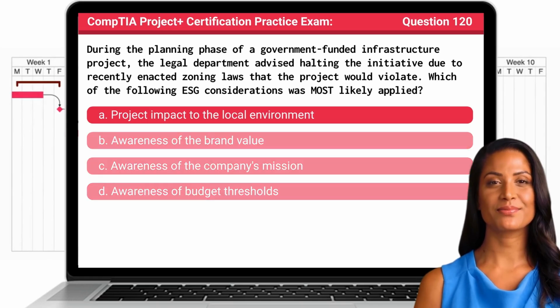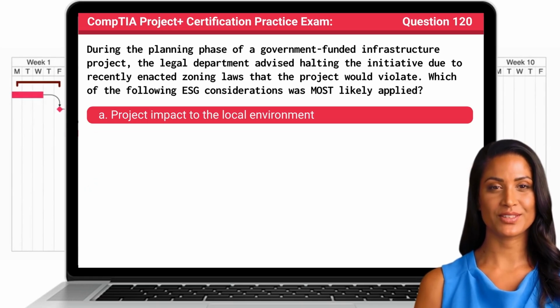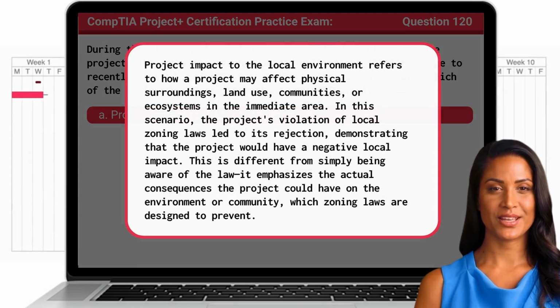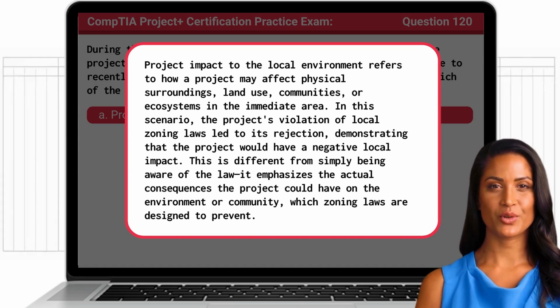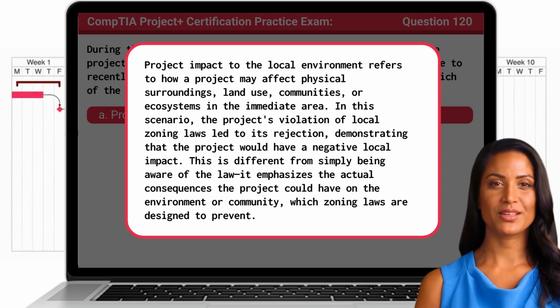The answer is A. Project impact to the local environment. Project impact to the local environment refers to how a project may affect physical surroundings, land use, communities, or ecosystems in the immediate area. In this scenario, the project's violation of local zoning laws led to its rejection, demonstrating that the project would have a negative local impact. This is different from simply being aware of the law. It emphasizes the actual consequences the project could have on the environment or community, which zoning laws are designed to prevent.